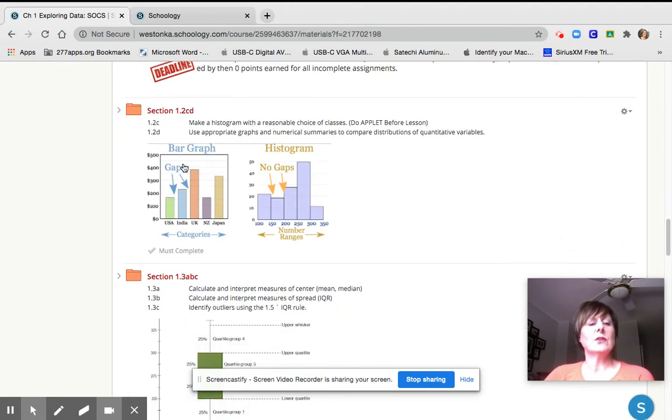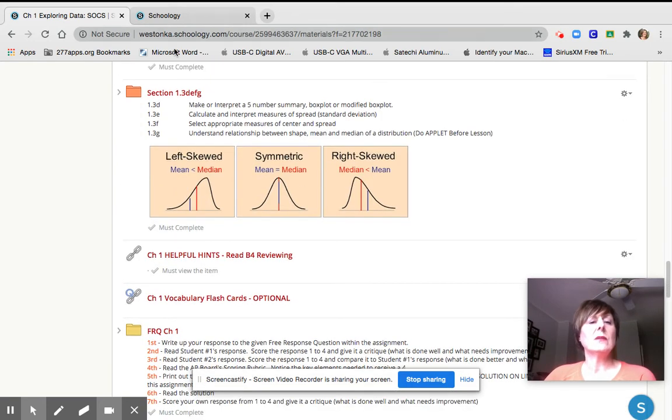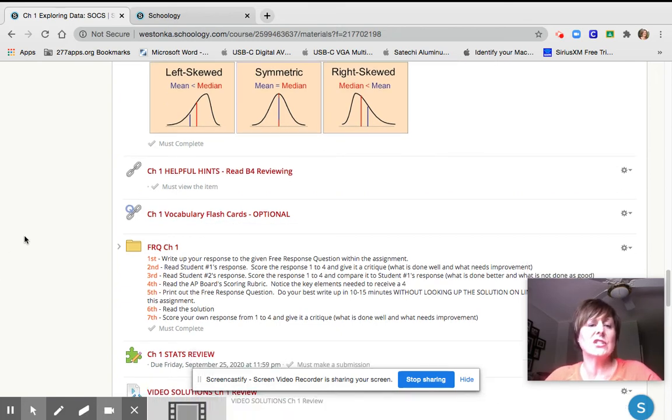Okay, this particular chapter has a few more sections. I'm not going to go into the details here. And then we wrap up our learning with this last section. How is it going to happen next? Well, I'm going to have a reference to have you reading the helpful hints. You must view the item. This is not graded, but view it. I highly recommend you take a look at this. I have some optional flashcards. If you want to do it, great. If not, I'm fine with that too.